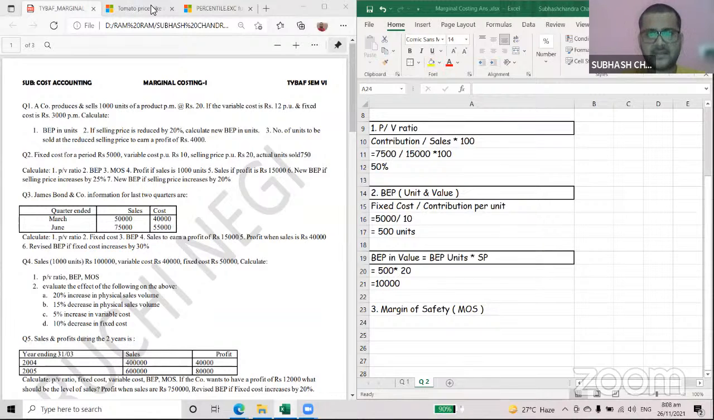Yes, one formula is there: current sale level minus BP. Yes, that we can do. And one more formula is there: fixed cost divided by BP.